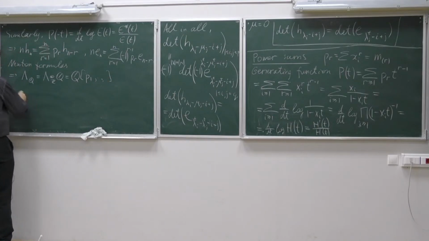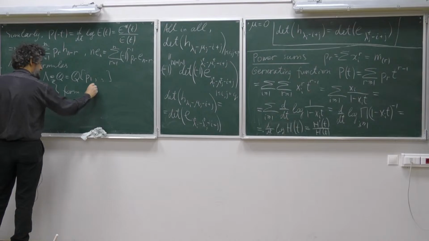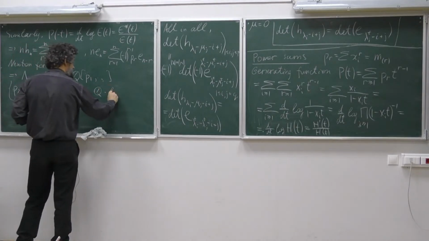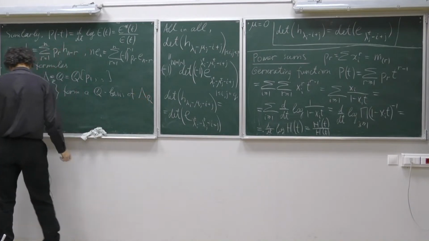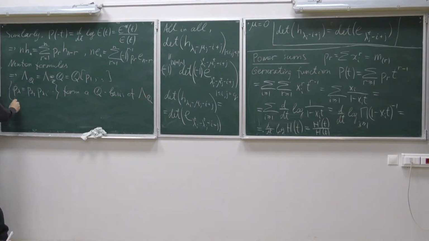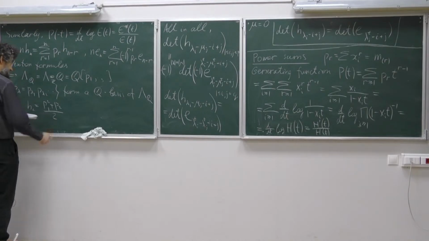And p_λ is p_{λ_1}, p_{λ_2}, and so on. Those guys form a Q basis of Λ_Q. Say, h_2 is equal to (p_1 squared plus p_2) over 2.